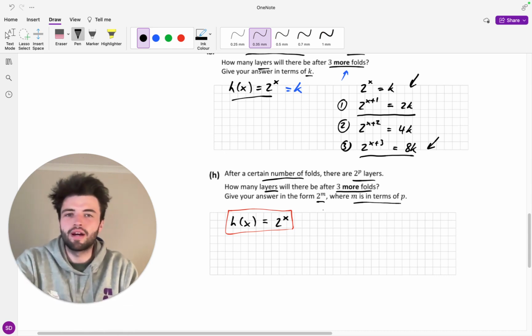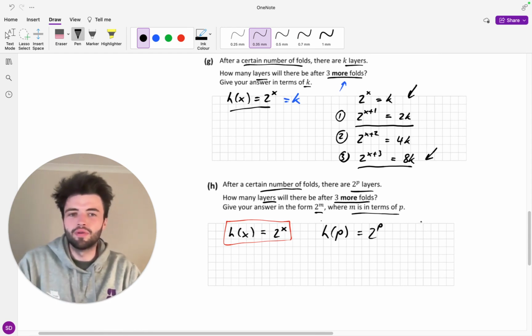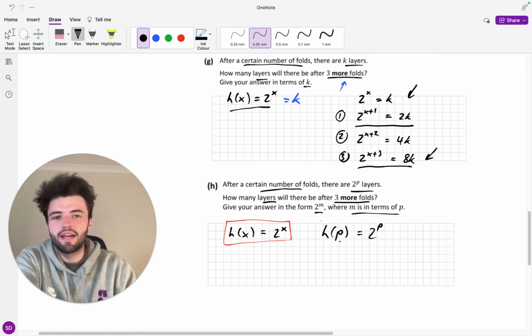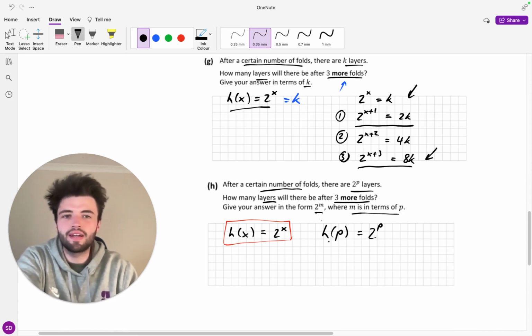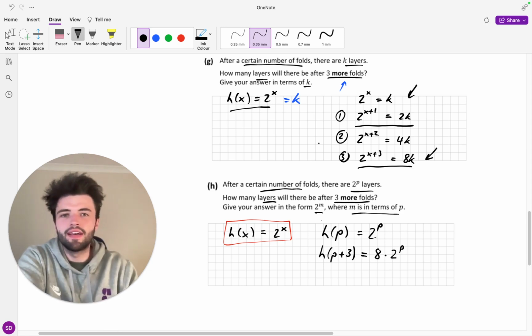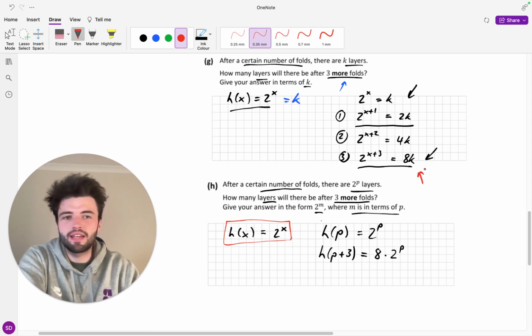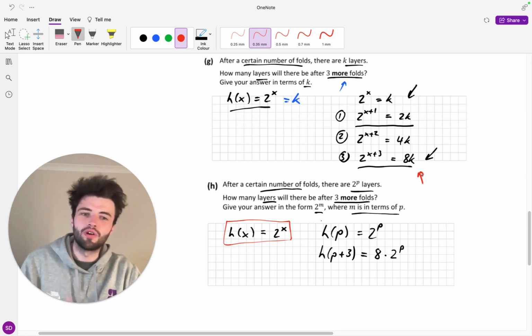So we know from part G that if we're given that it's going to be p folds giving us 2 to the power of p layers, h of p is equal to 2 to the power of p, and then after 3 more folds we're going to have 8 times 2 to the power of p. And that's coming straight from our answer for part G. So we know that it's going to be 8k for any number k that we start off with, and then just fold it 3 more times.